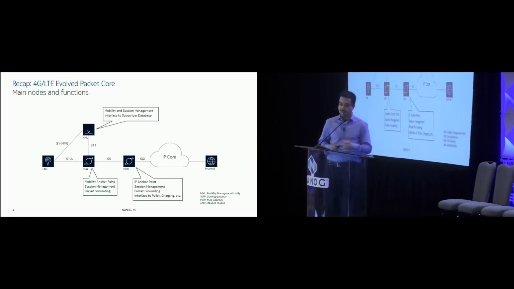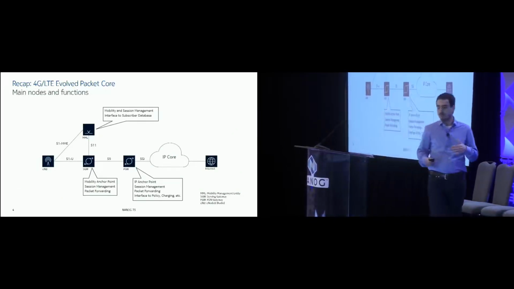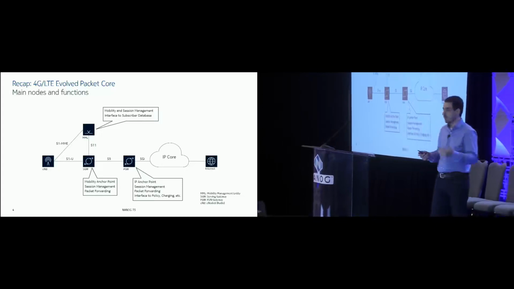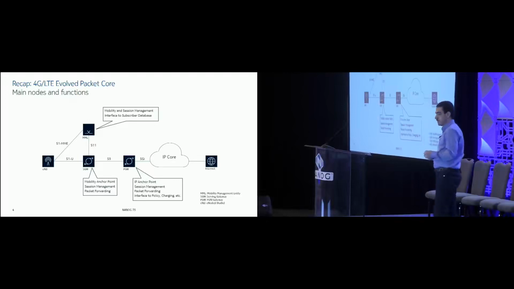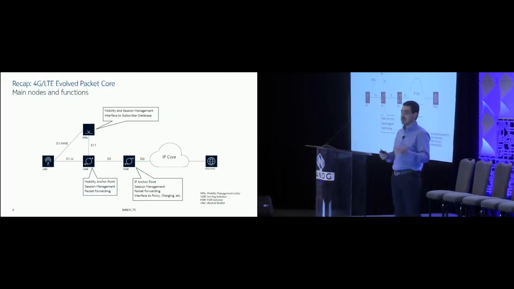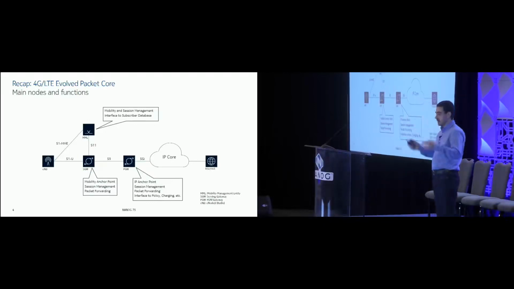Now, before going into 5G, let's do a quick recap on 4G, because I realize many people here might not be aware of how a mobile network is laid out in terms of the main elements. So in a 4G network, you have the radio, which is called the eNodeB. The eNodeB is what sits in the towers.